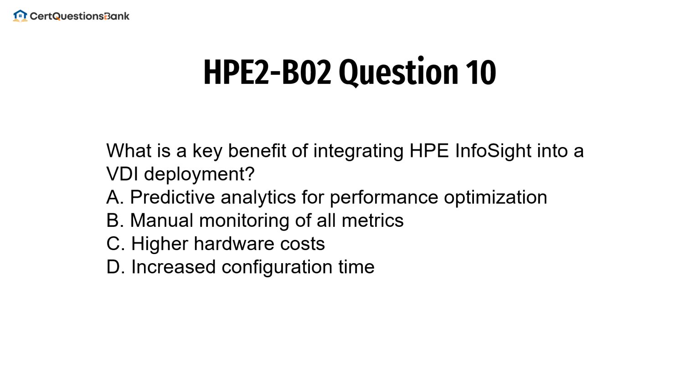What is a key benefit of integrating HPE InfoSight into a VDI deployment? A. Predictive analytics for performance optimization. B. Manual monitoring of all metrics. C. Higher hardware costs. D. Increased configuration time.